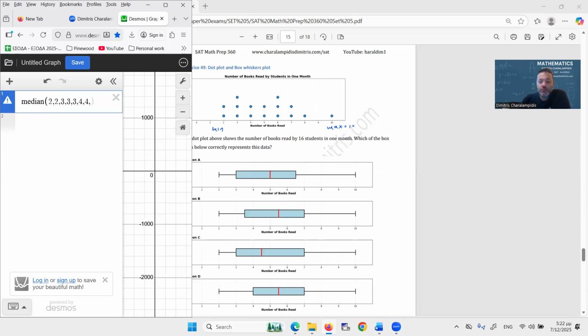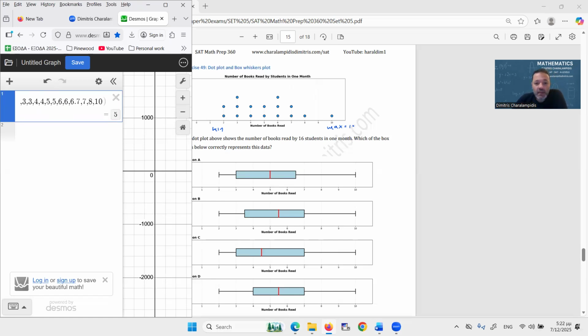We have 2 fives, 5, 5. 3 sixes, 6, 6, 6. 2 sevens, 7, 7. 1 8 and 1 10.